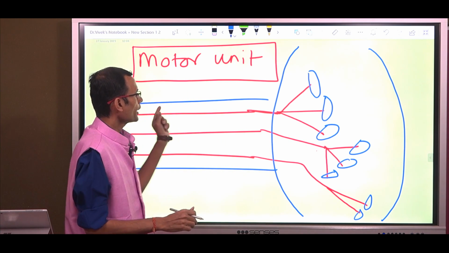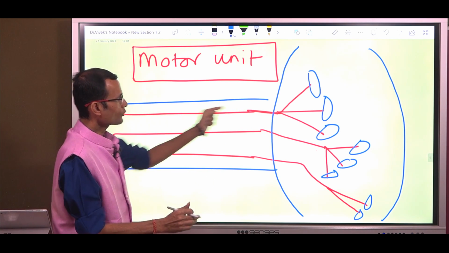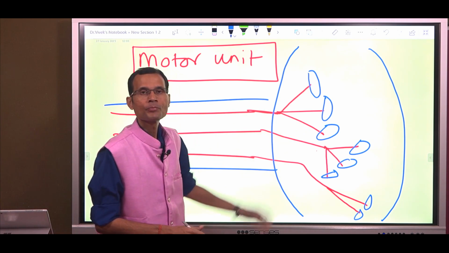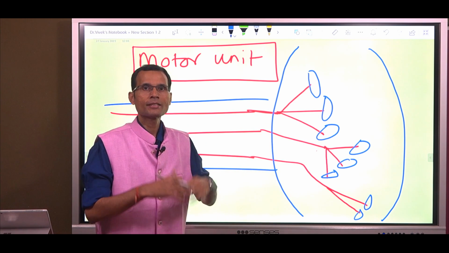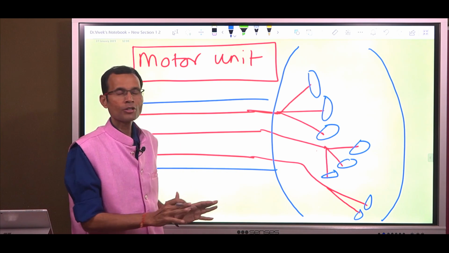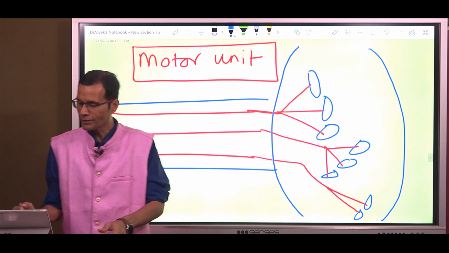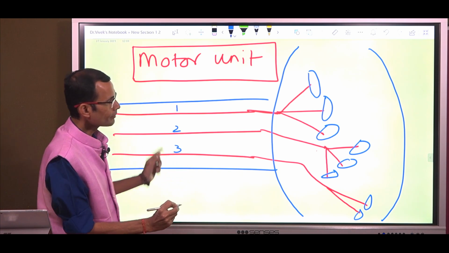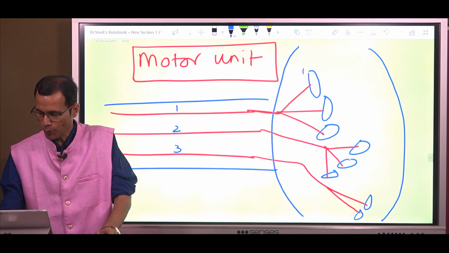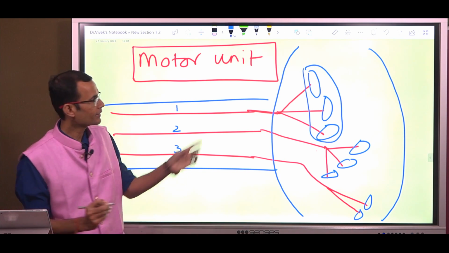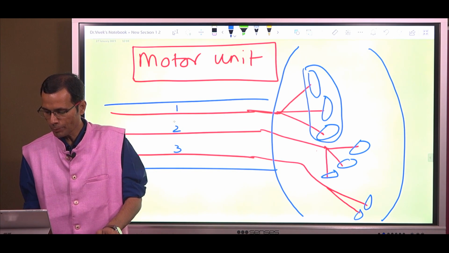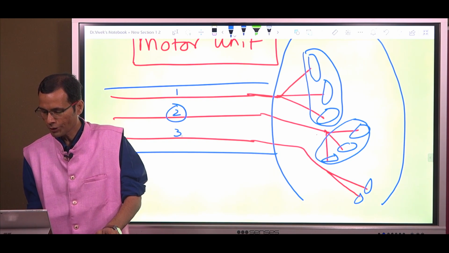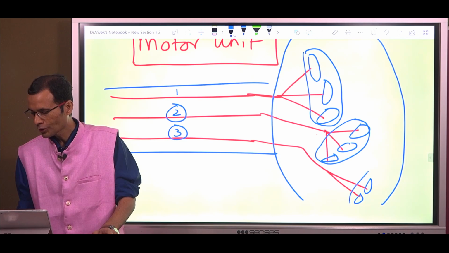Well, again, a motor neuron means its axon, we are saying the axon, the nerve fiber, its branches, and all the muscle fibers supplied by them. That constitutes a motor unit. So we can see here there are 3 motor units, 1, 2 and 3. This motor unit number 1 has got 3 muscle fibers supplied. Then motor unit number 2 has 3 muscle fibers, and motor unit number 3 has got 2 muscle fibers.